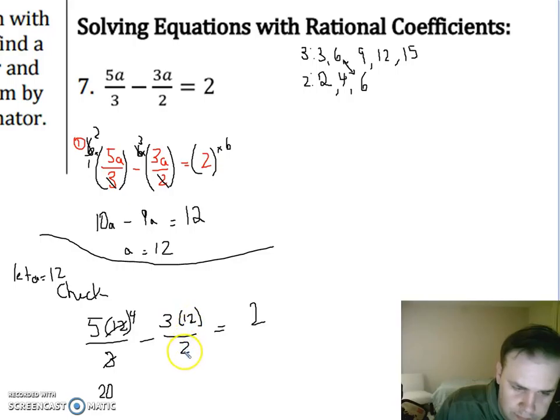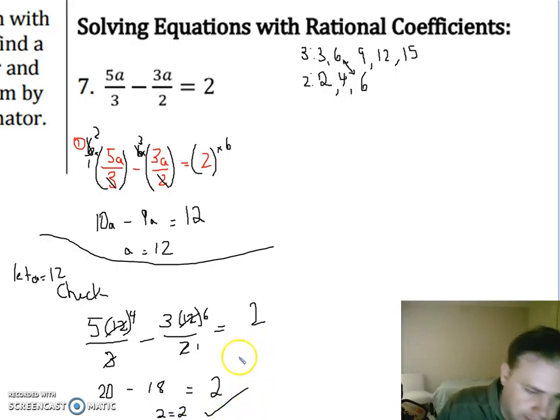there. 12 divided by 2 is 6. So this is really like 6 over 1. 6 times 3 is 18. You're seeing it. We're verifying it. We're checking ourselves. We're good. Okay, so therefore it works.